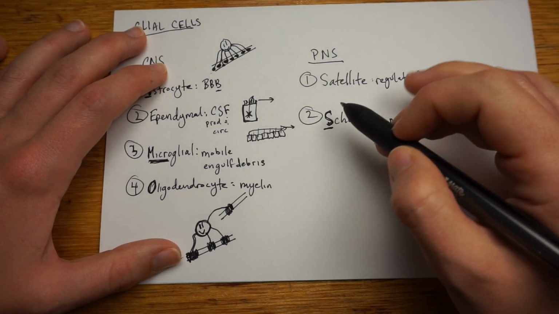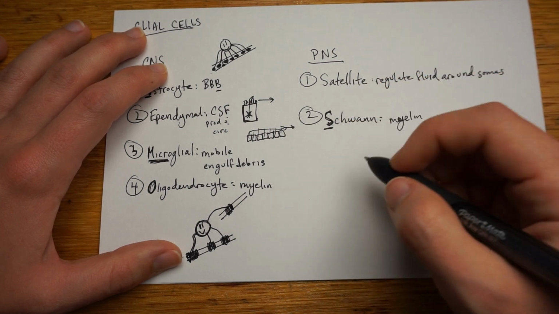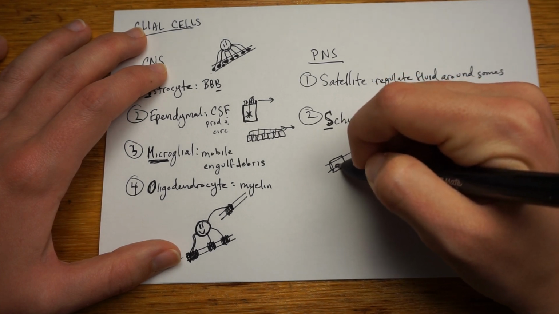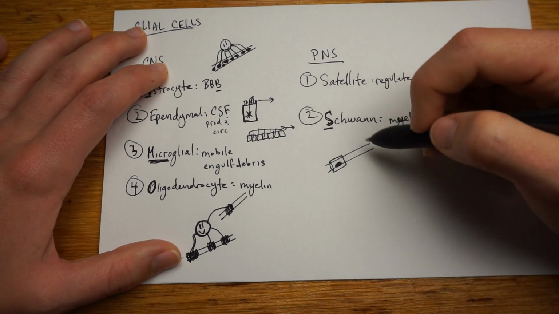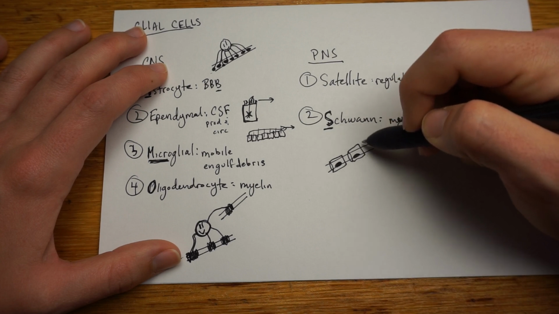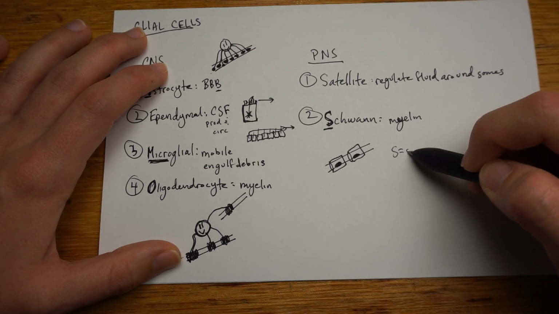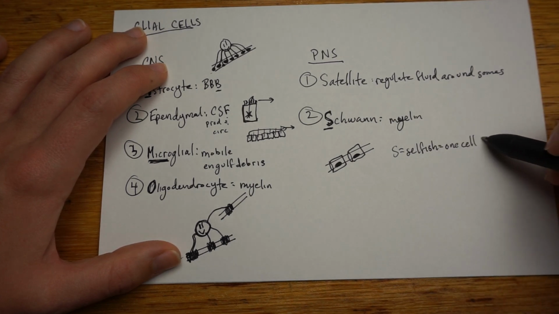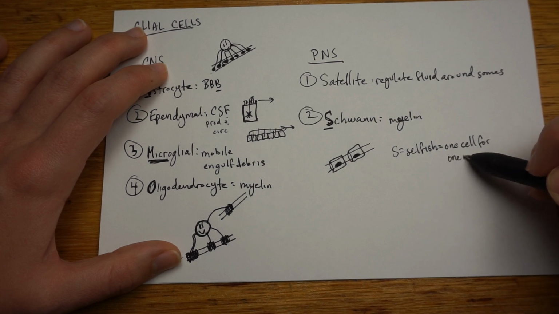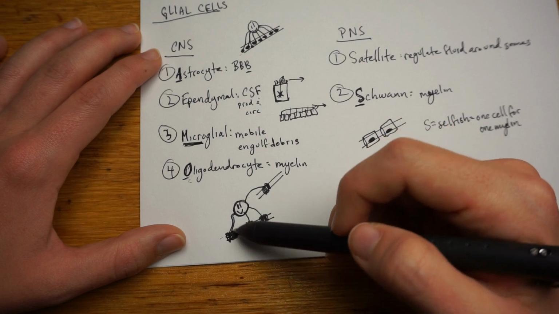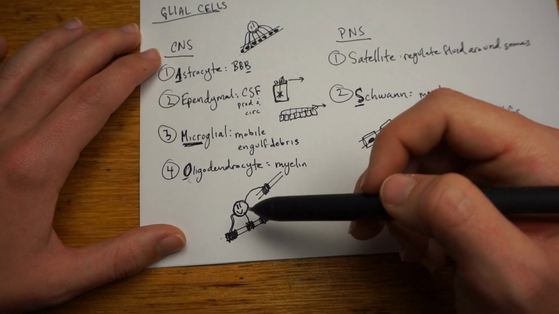One cell only creates one myelin sheath. So if there was an axon here, and here you have your myelin, right? That is one cell right there. I just drew the cell body. So if we drew another one, another Schwann cell, here's your myelin, here's the cell body. It only makes itself. So S equals selfish, which in this case means one cell for one myelin. Versus an oligodendrocyte is like an octopus, and it can do many axons or many myelin on the same axon.